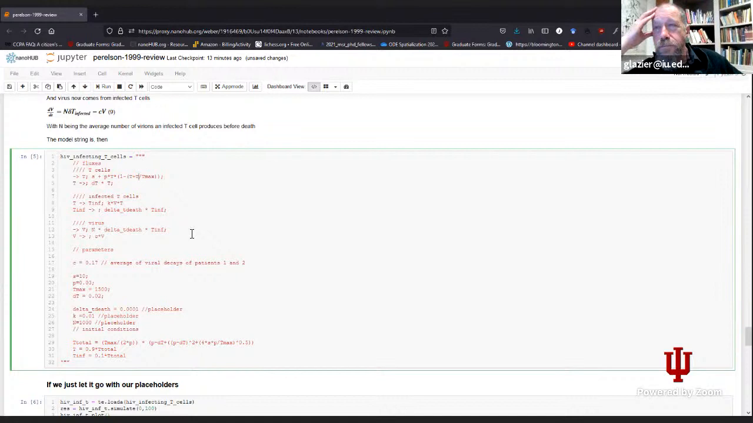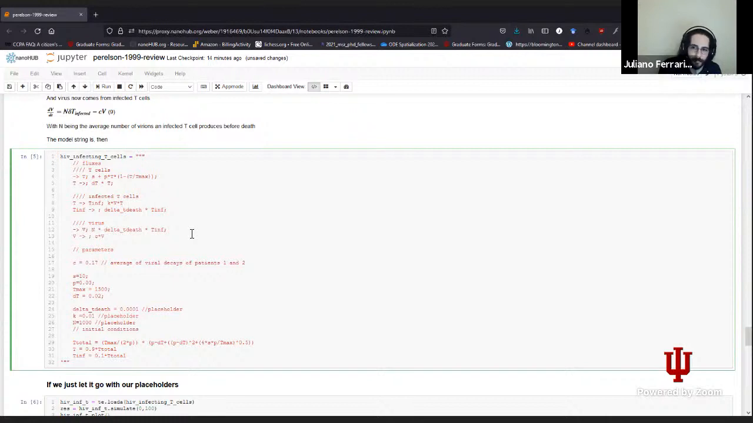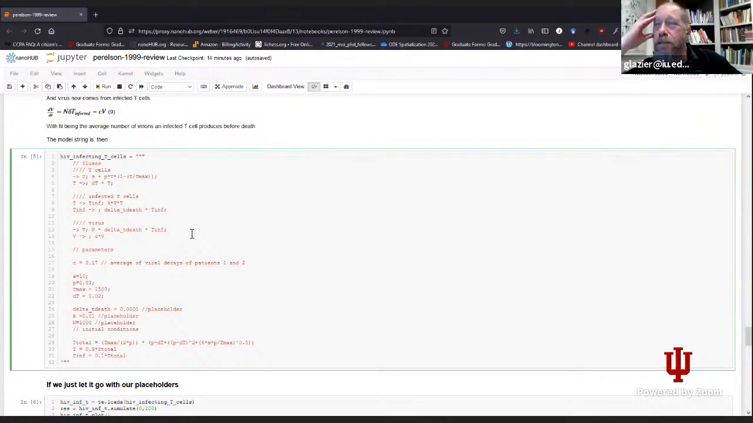Yep. Okay. So what you're saying is, the infected T cells don't affect the population. So you keep producing more T cells. Yeah, and they get instantly turned into infected. Right. And then it depends on the death rate. So basically you never saturate.